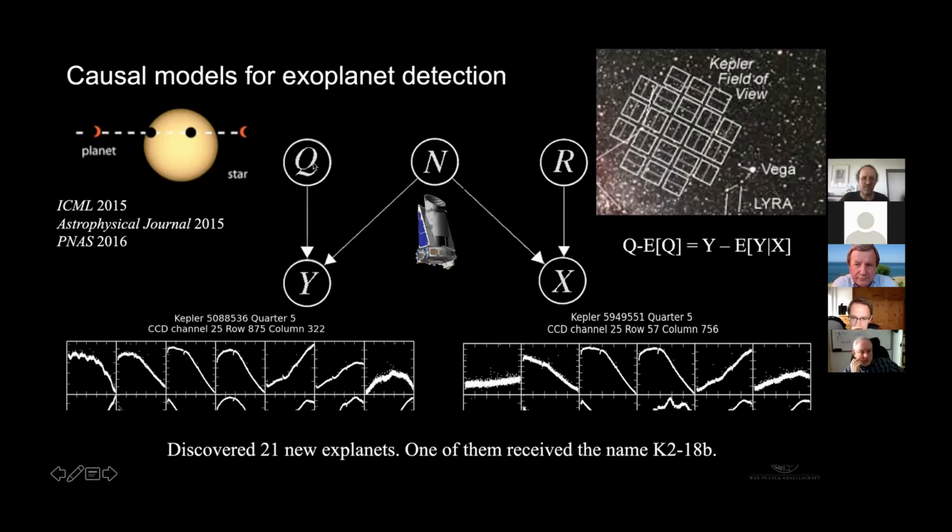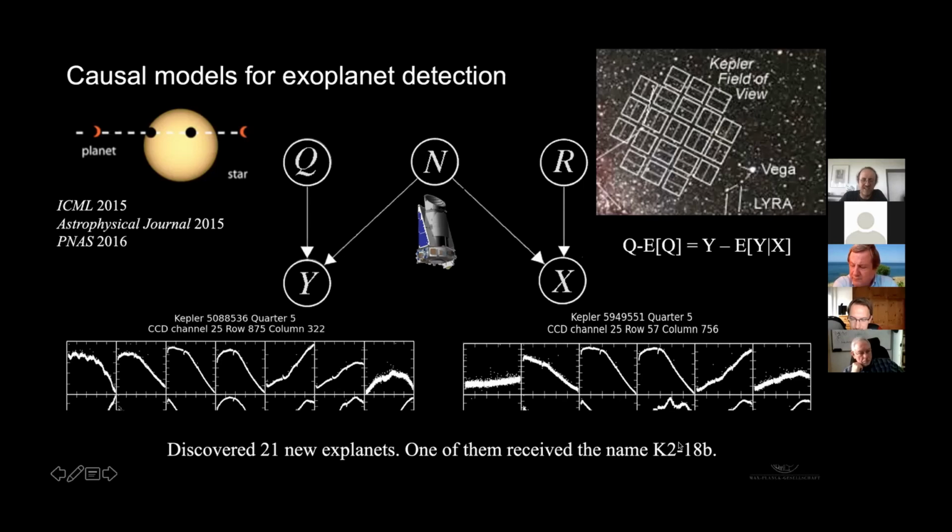So these two random variables are essentially the same. Yeah? So using this, we worked together with an astronomer. We found a bunch of exoplanets. I was very happy about that. They got different names once they were confirmed. One of them was called K2-18b.